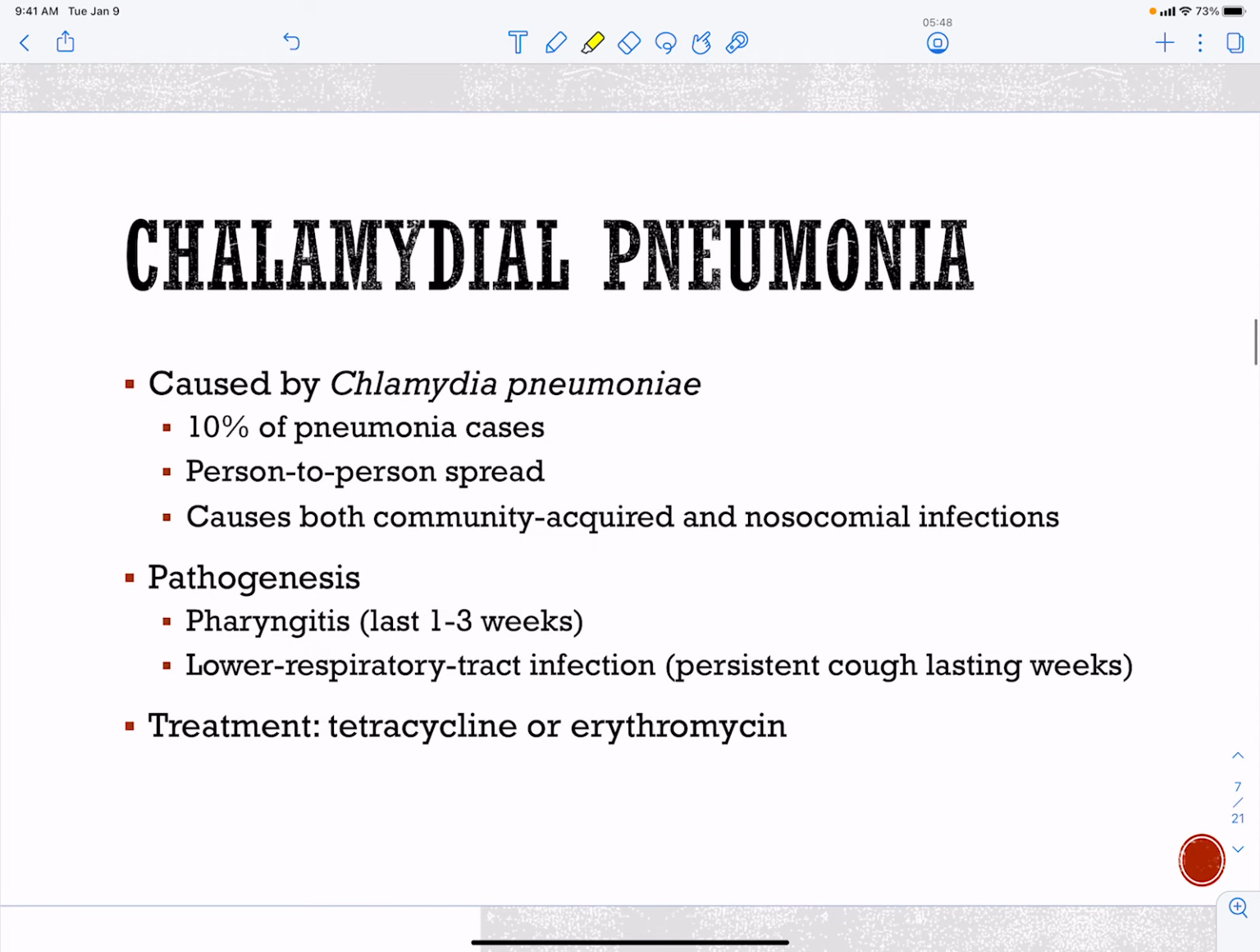So let's talk a little bit about our atypical bacterium. Chlamydia pneumoniae can cause atypical pneumonia. This is going to be community acquired, so person-to-person spread. Pathogenesis is going to be a persistent cough lasting for weeks, and this can be treated with a tetracycline or erythromycin treatment.